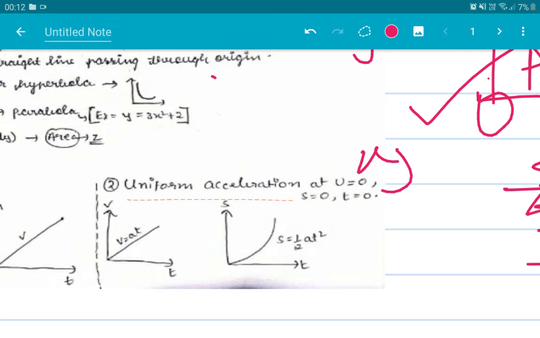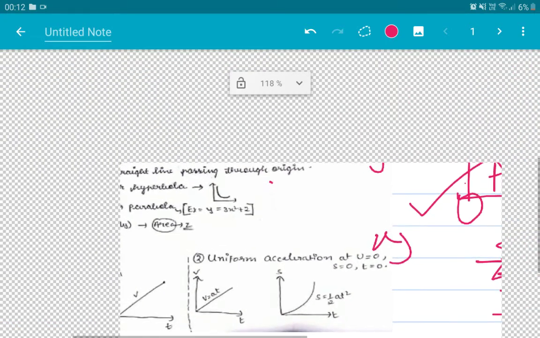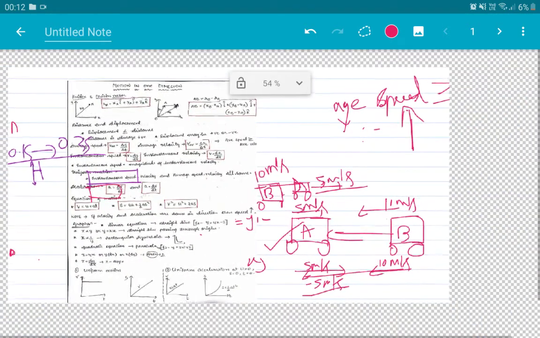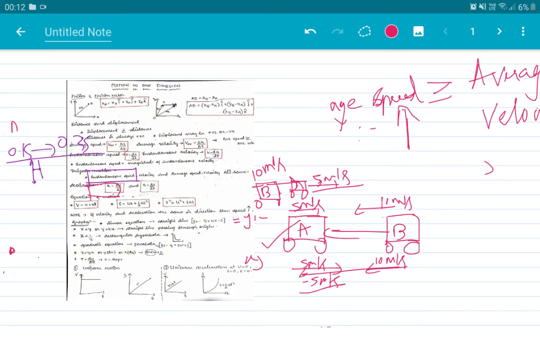Here is uniform acceleration, that means acceleration is uniform now, and certain conditions are also given here. If u is equal to 0, s equal to 0, t equal to 0, then this is V and this is T, and V is equal to AT. These are a few graphs, you just need to observe them. I'll make everything clean so that you can take a screenshot or pause and note things down.